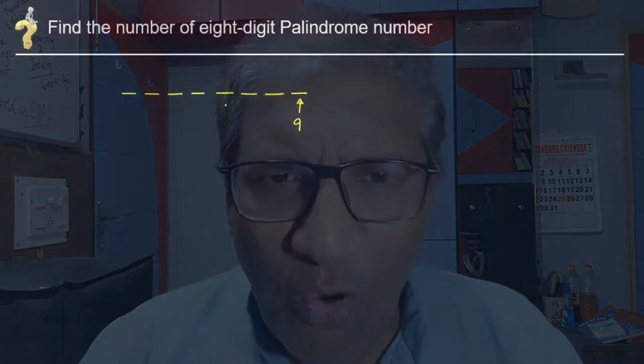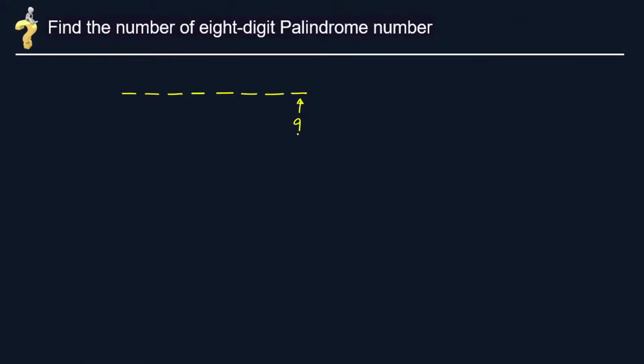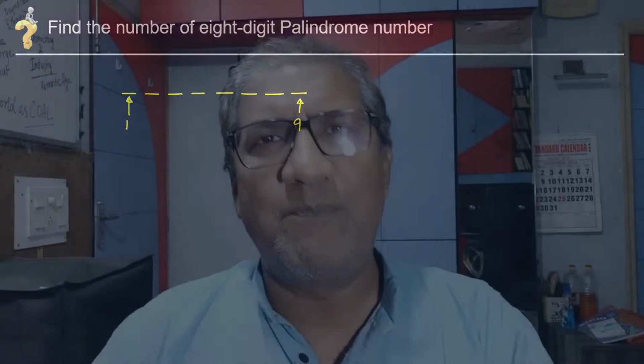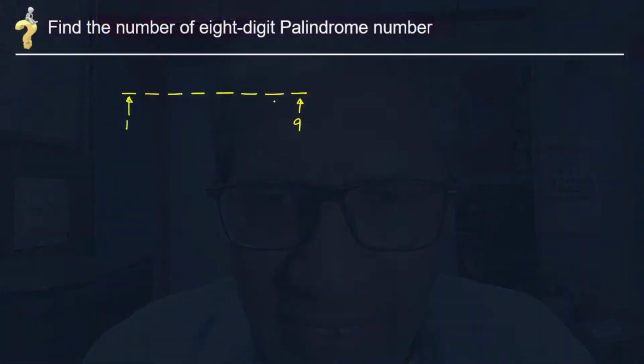Right? Okay, so if this place is filled in 9 different ways, obviously this first place will be filled in only one way. Can you tell me why? Because whatever number you are putting at last, the same digit you have to put at first. Because again, it's a palindrome number. Clear?